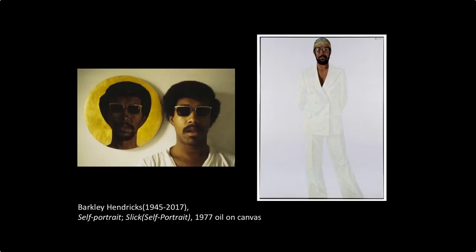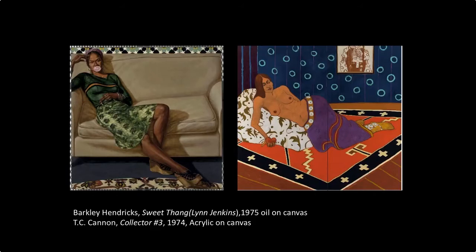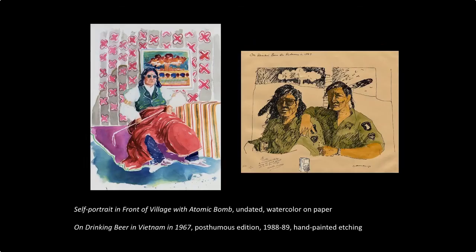I also, in thinking about figural representation and the relationships between Cannon's invoking of particular histories, noted this wonderful relationship that's made between Cannon's Collector Number Three and Ong's Odalisque in the exhibition, and the formal structure of these poses. Again, thinking about how someone like Barkley Hendricks is revising and revamping these classical painting ideals in their work, but also with similar attention to pattern and detail in their compositions.